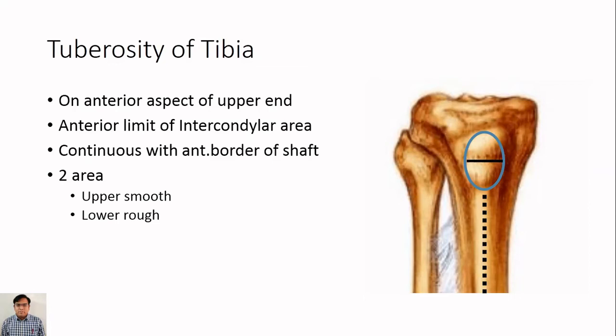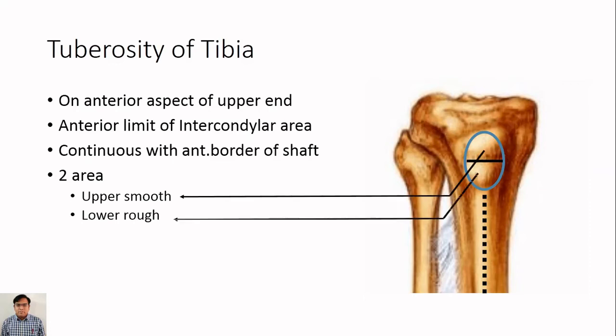The lower rough area gives attachment to the ligamentum patellae, while the upper smooth area is related with a bursa. This is the upper smooth area and this is the lower rough area, and the epiphyseal line passes between these two areas. So this red dotted line shows the epiphyseal line of the upper end of tibia.